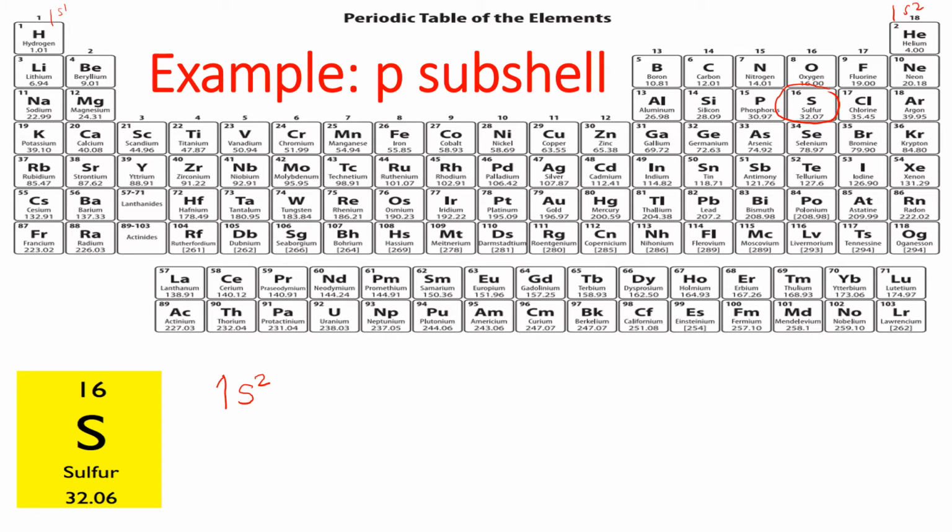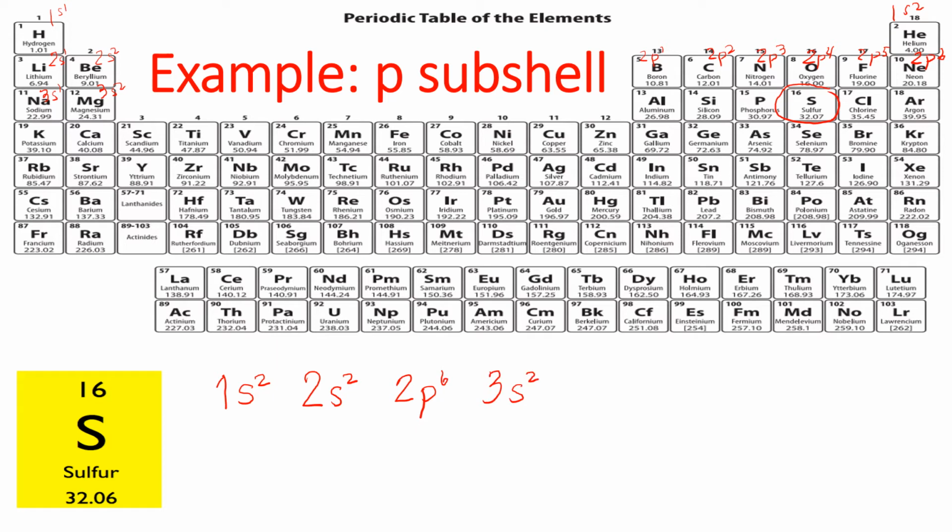Next, you have your 2s1 and 2s2. So your second s subshell is complete, so you can write 2s2. Then this will be your 2p1, 2p2, 2p3, 2p4, 2p5, 2p6. Okay, your second p subshell is complete, so you can write 2p6. Next, 3s1, 3s2. So your third s subshell is complete, so you can write 3s2.